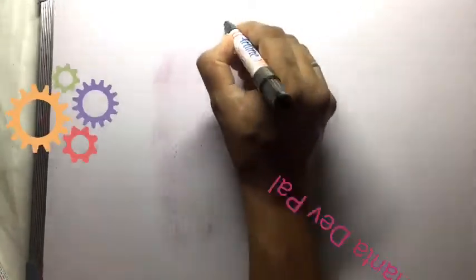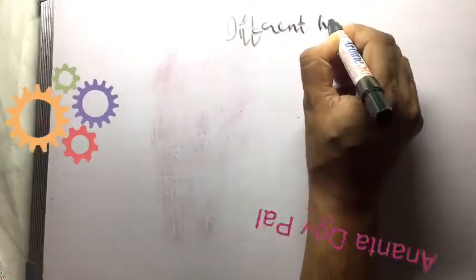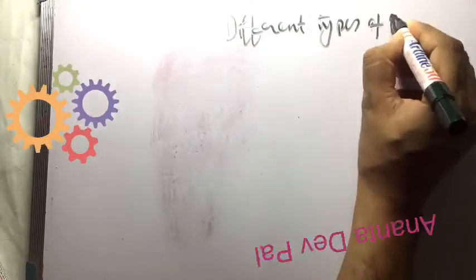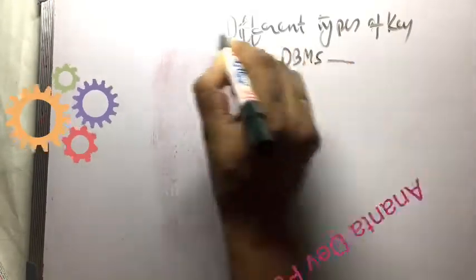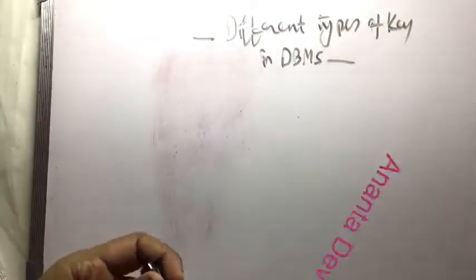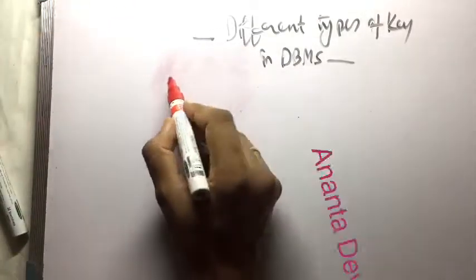Hi everybody, I am going to discuss different types of key in DBMS. What is a key, a DBMS key, and the different types of key. Different types of key in DBMS. First of all, what is a key?